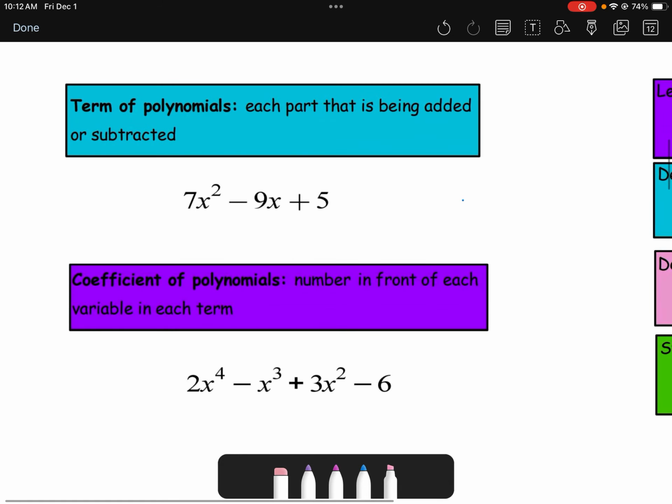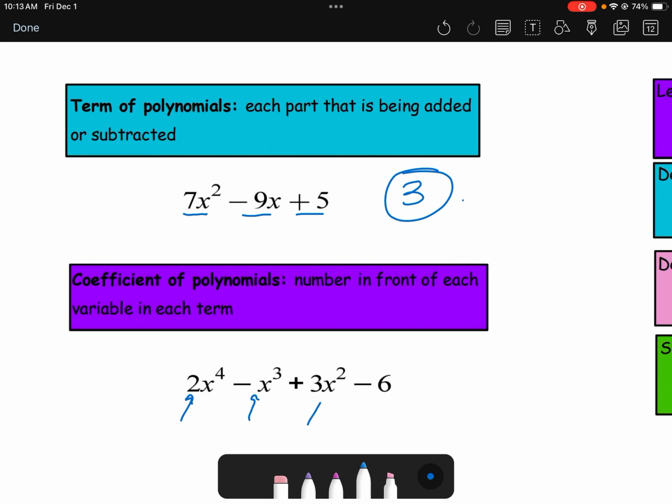Okay, so let's look at a little more vocab. The terms of a polynomial are each part that is being added or subtracted. If I look here, I have 1, 2, 3 terms that are being added or subtracted. So this has 3 terms. The coefficients of a polynomial are the numbers in front of each variable in each term. We've talked about coefficients before. It's just the number in front of the letter. Here: 2, -1, 3. Technically -6, I could think about this as x to the 0. Remember, anything to the 0 power is 1, and 1 times anything is itself.